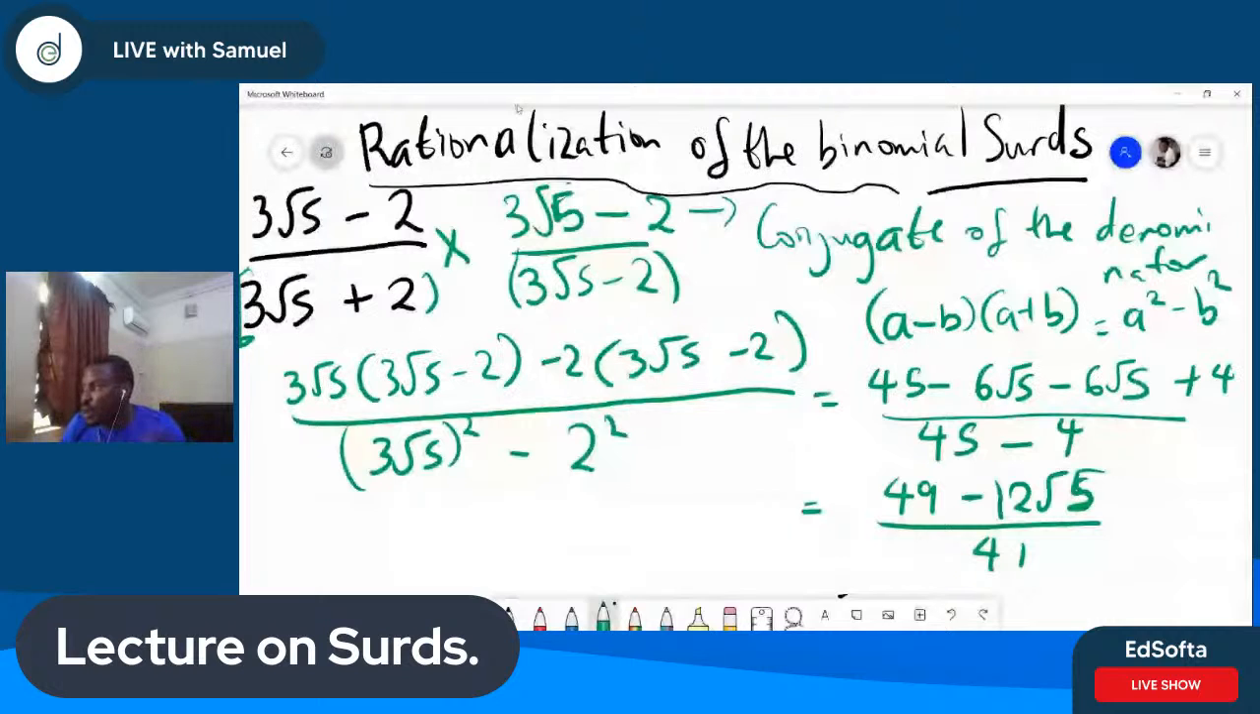So we've gone through all of the major topics and subtopics in surds. We've gone through the addition of similar surds. We've gone through what a surd is. We've gone through all that. So let's take a look at some questions in the EdSofta app. So I'll be sharing my screen.